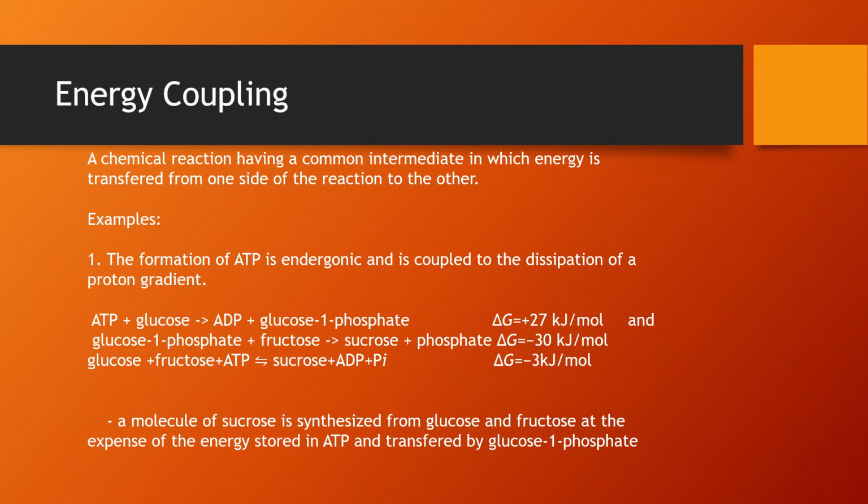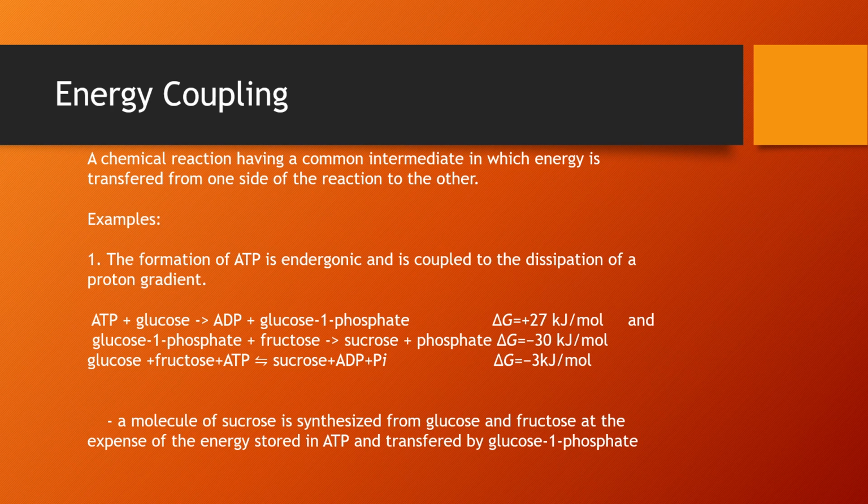In these two reactions you can observe that the first one is an endergonic reaction, a biologically unfavorable reaction, and the second one is a biologically favorable reaction. The energy released in the biologically favorable second reaction is utilized to run the biologically unfavorable reaction. This mechanism is called energy coupling in chemical reactions.